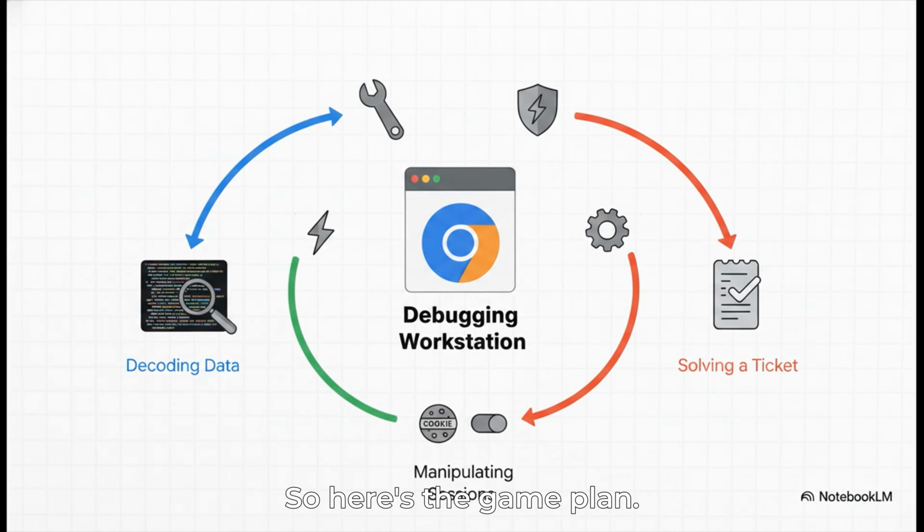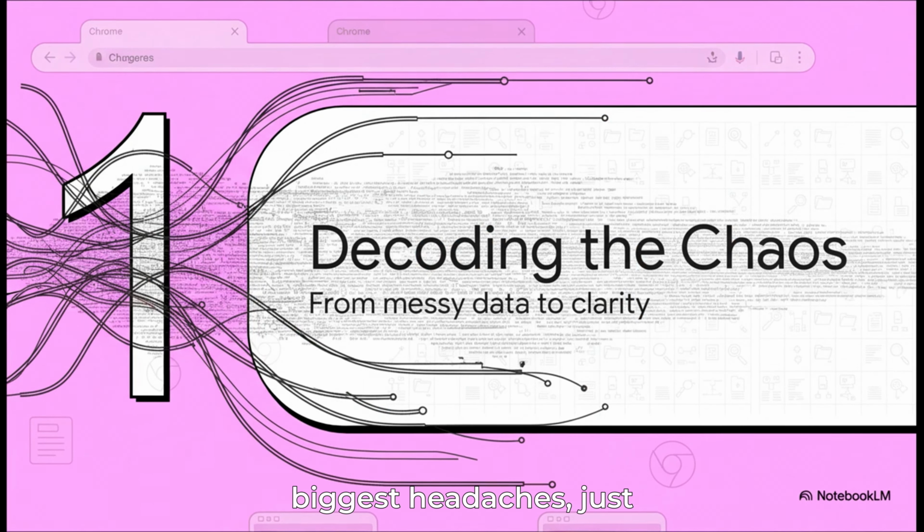So, here's the game plan. We're going to arm you with 5 extensions that are basically secret weapons. First, we'll talk about tools for decoding all that chaotic data you have to deal with every day. Then, we'll jump into tools that let you take direct control of browser sessions. And to top it all off, we'll put everything together and solve a real-world support ticket in just a few minutes. Let's do this.